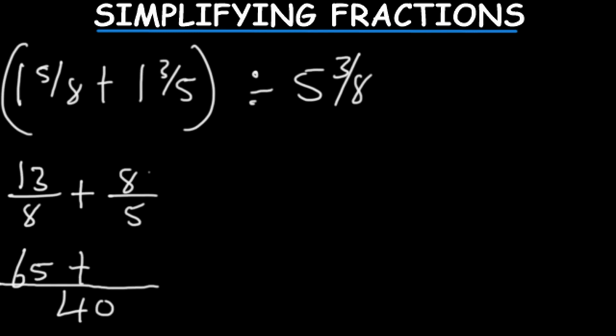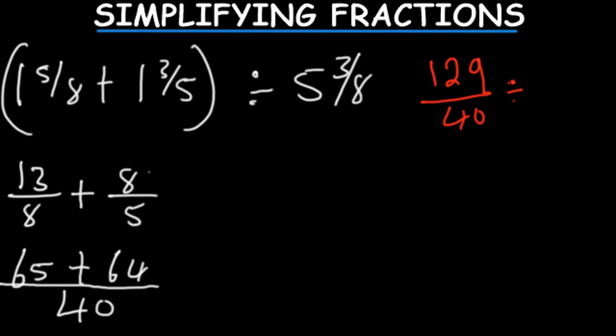Plus 40 divided by 5, which is 8. And 8 times 8 is 64. So we have 64 as well. So let's sum it up. We have 65 plus 64, so we have 129. So our answer is 129 over 40. So we divide it with what?